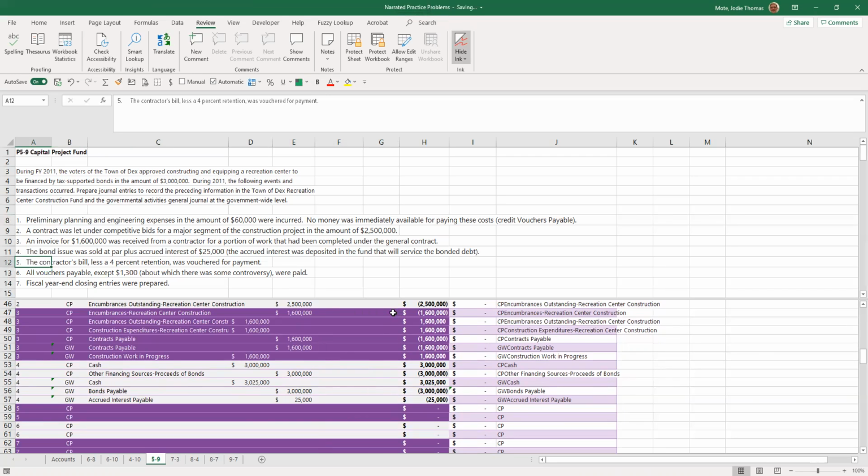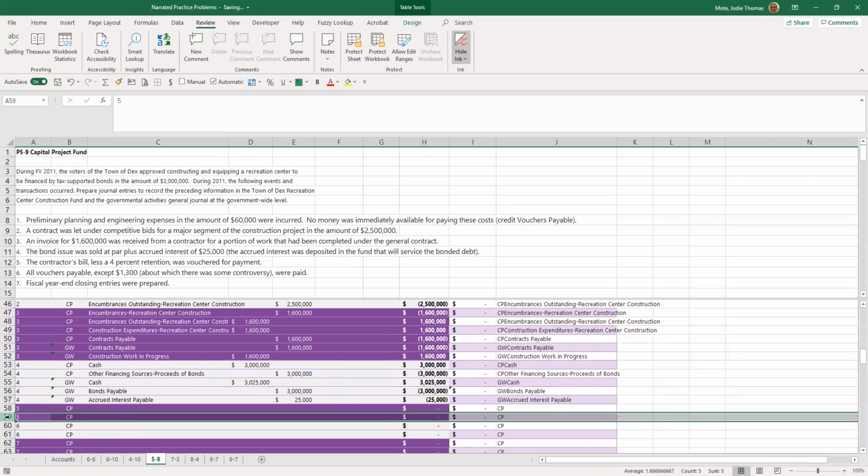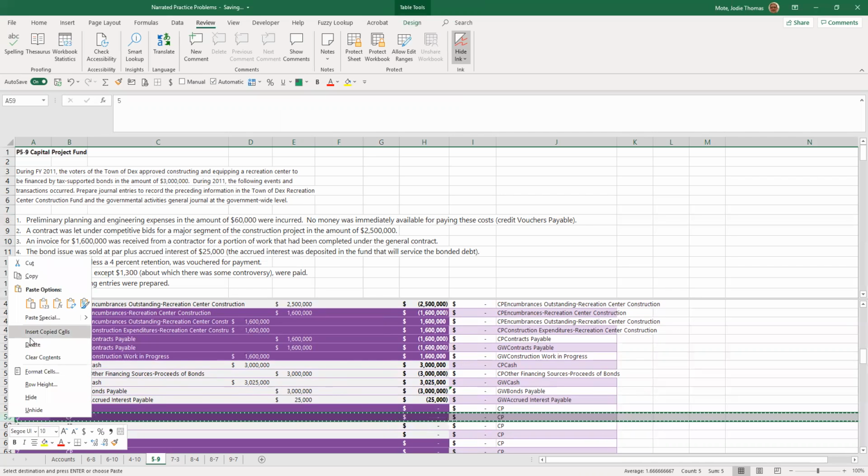The contractor's bill less a 4% retention was vouchered for payment. The contractor's bill. So I think it's talking about this $1.6 million up here, okay? So here's this baby step that it wants you to take in between. Vouchers payable in governmental accounting, and throughout this textbook, means ready to pay with cash. Anything short of that in any of these chapters is going to be one of those other accounts, like contracts payable, or in this case, contracts payable retained percentage.